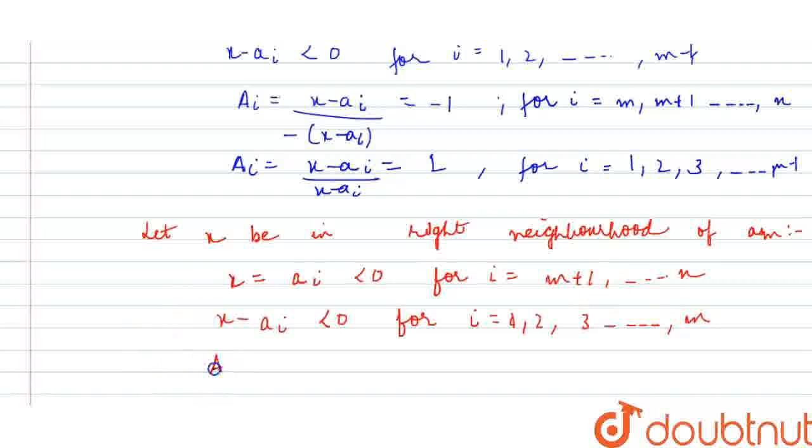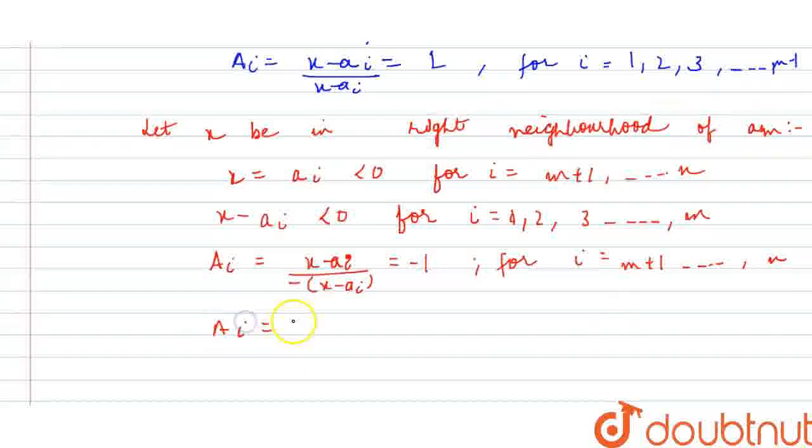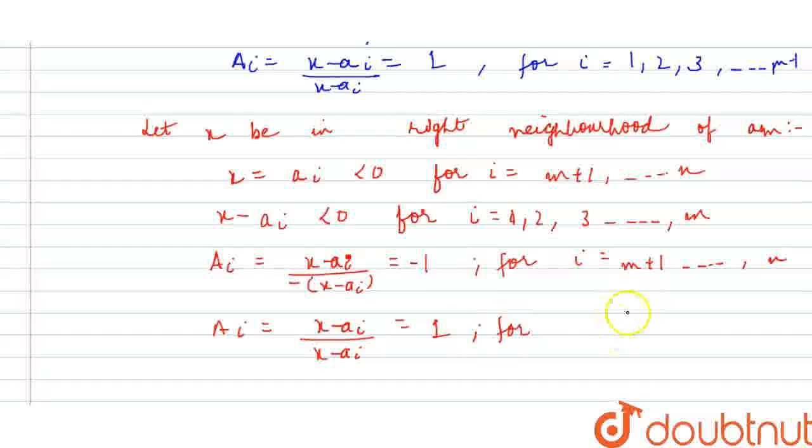Therefore, we can say that capital Ai is equal to (x minus ai) upon minus of (x minus ai), which is equal to minus 1, for i equal to m plus 1 up to n, and Ai would be equal to (x minus ai) upon (x minus ai). That would be 1 after cancelling, for i equal to 1, 2, 3 up to m.